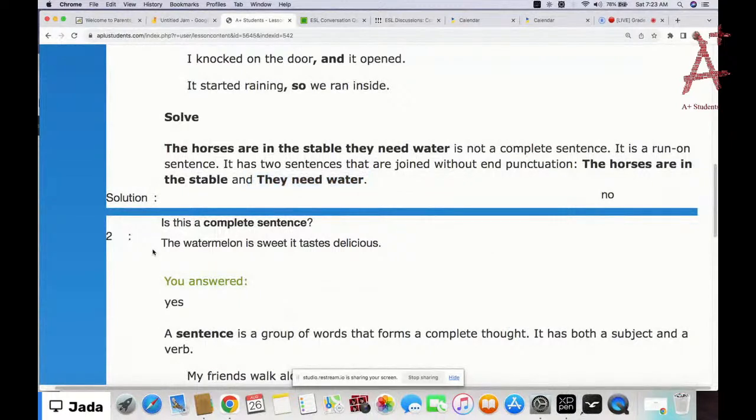The watermelon is sweet, it tastes delicious. Now, this is two sentences joined together. No, sorry, this is not a complete sentence. Rather, it's a run-on. Okay, so it's missing something in the sentence. So yeah, that's it.